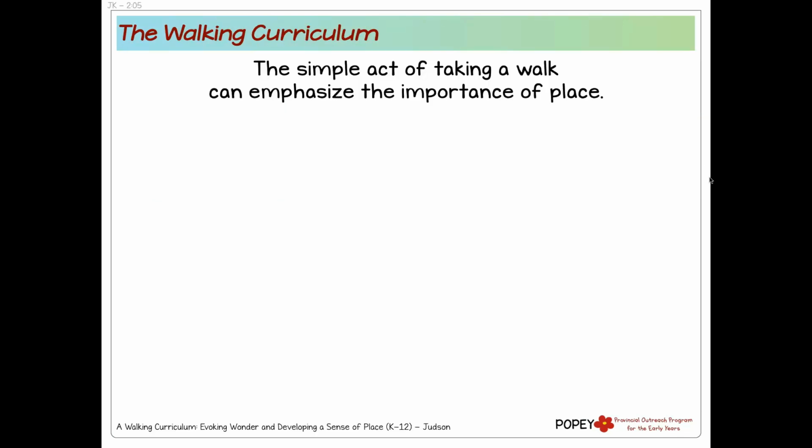Excellent. Okay, so we are going to take a look at some other ways that we can continue to connect to place, land, and be intentional with our focus of how we can learn from the land around us. A really great book that I would recommend is called The Walking Curriculum: Evoking Wonder and Developing a Sense of Place, K-12 by Judson. The simple act of walking can emphasize the importance of place. I'm sure if I polled you right now, everyone has their favorite walking place.